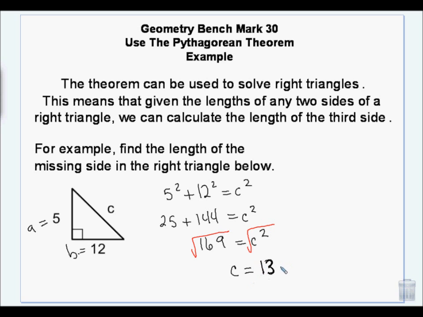Now normally when you take a square root, you get plus or minus, right? Because it's positive 13 or negative 13. But when we're talking length, positive.